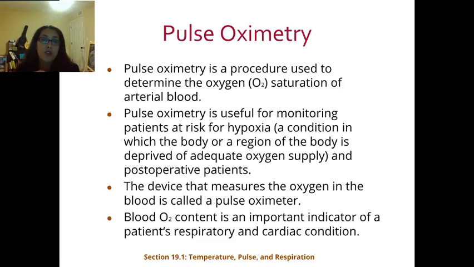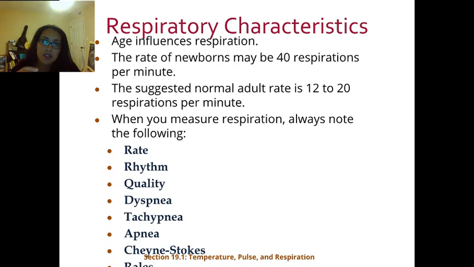It is useful for monitoring patients at risk for hypoxia, a condition in which the body or a region of the body is deprived of adequate oxygen supply, and postoperative patients. So very simple. Without air, you're going to die. Air is not an option for us. So we are able to use the pulse ox to figure out, oh, he's having trouble with his air supply. The device that measures the oxygen in the blood is called a pulse oximeter. Blood oxygen content is an important indicator of a patient's respiratory and cardiac condition.